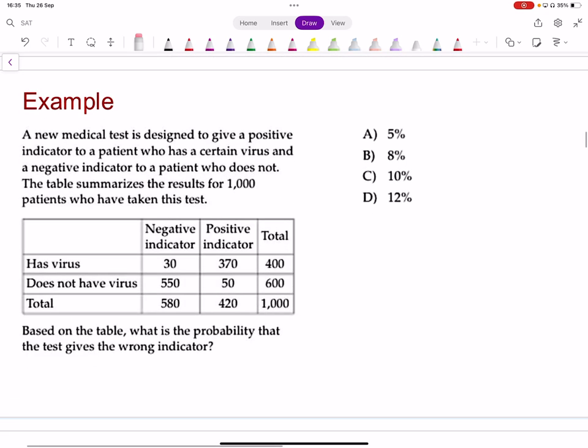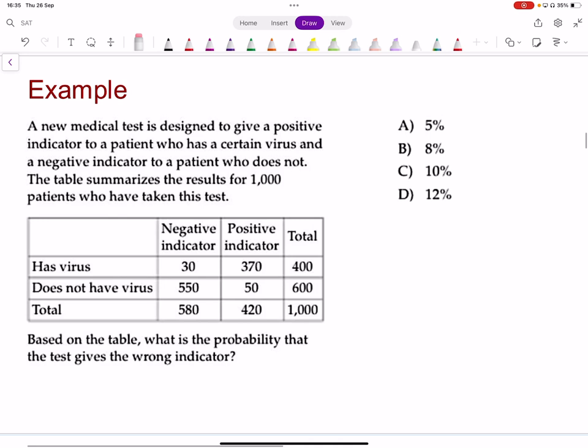Let's move on. A new medical test is designed to give a positive indicator to a patient who has a certain virus and a negative indicator to a patient who does not. So you get a positive indicator if someone has the virus, negative indicator if they do not have the virus. The table summarizes results for 1,000 patients who have taken this test. Based on the table, what's the probability that the test gives the wrong indicator, that the test result is false?